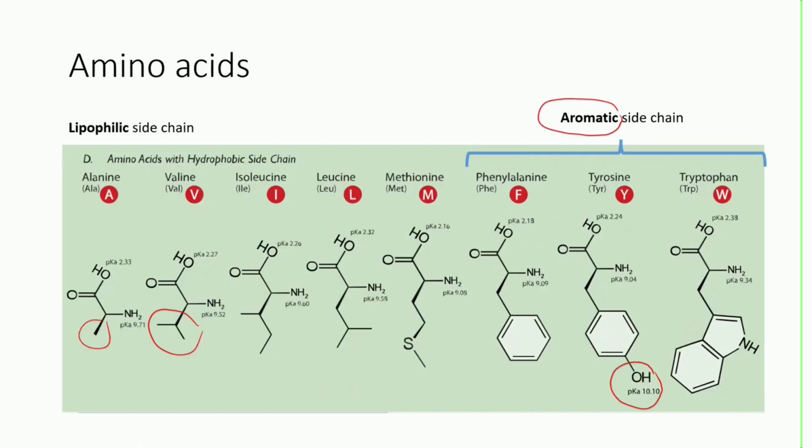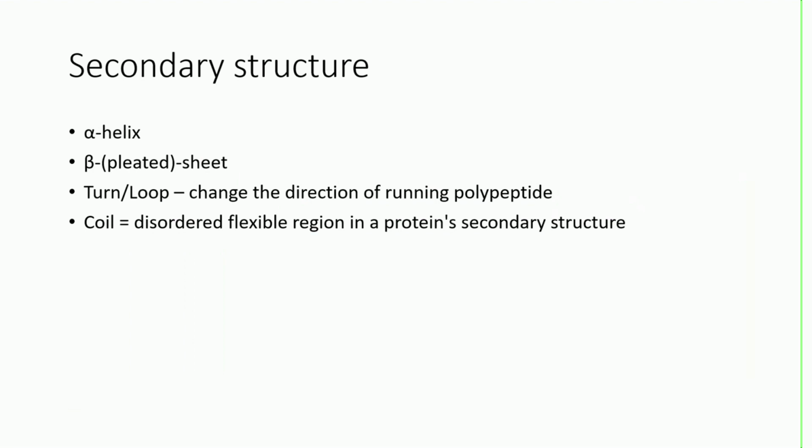We will continue with the secondary structure of peptides. These can be either alpha helix, beta pleated sheet, turn, or loops. There are some unordered parts and coils as well. These are some unordered parts of the peptide sequences.